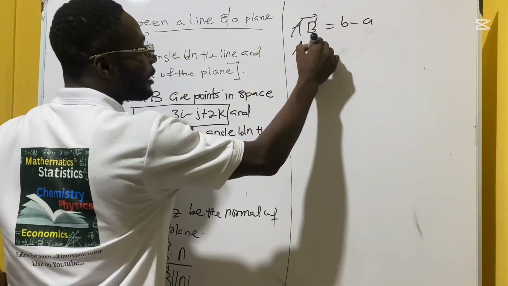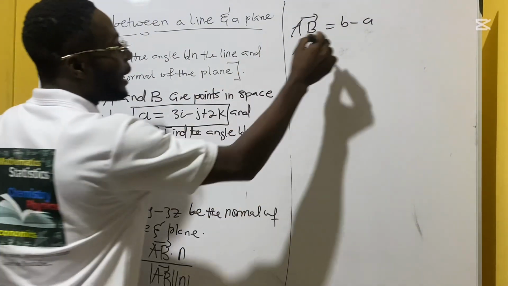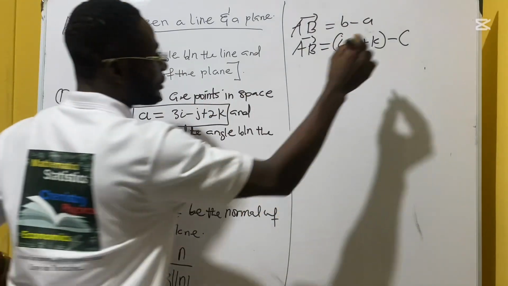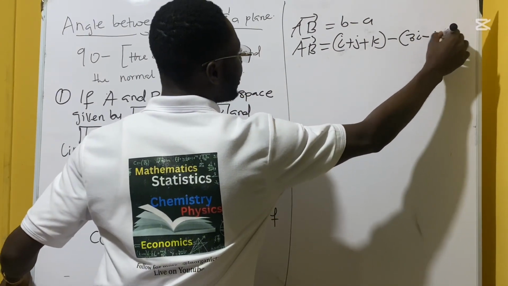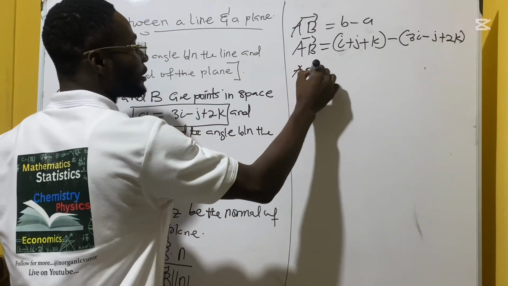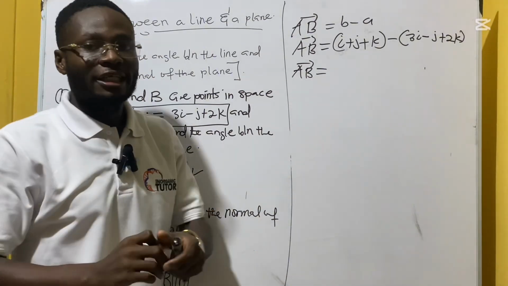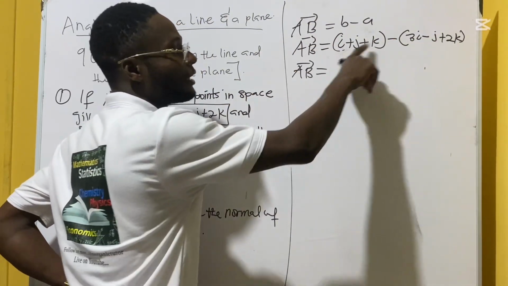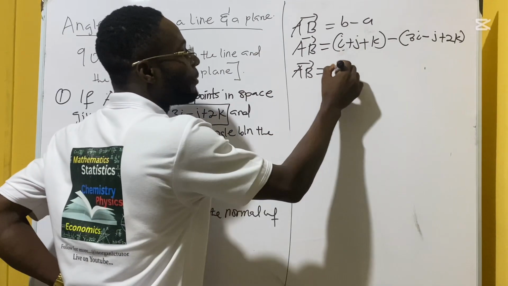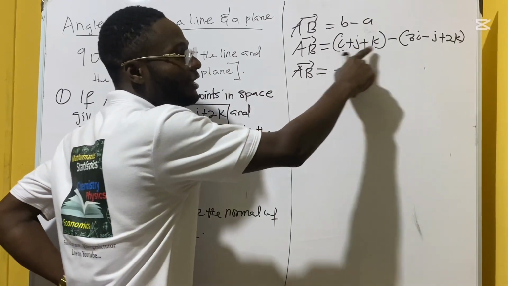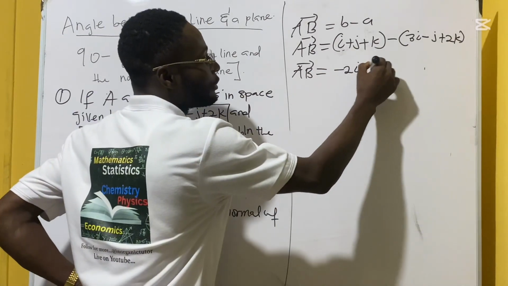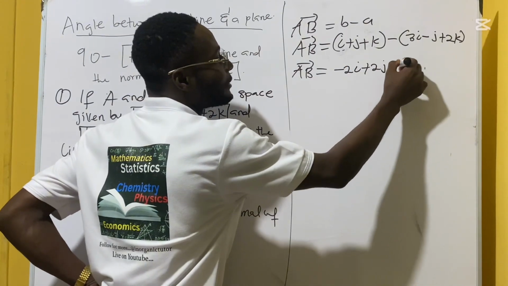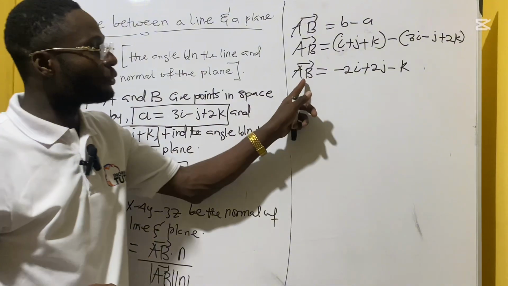So position vector AB will be equal to i plus j plus k minus position vector A, which is 3i minus j plus 2k. So we have position vector AB to be equal to, we subtract them component-wise. So we're going to have i minus 3i becomes minus 2i. And then j minus j becomes plus 2j. K minus 2k becomes minus k. So we have the position vector AB.